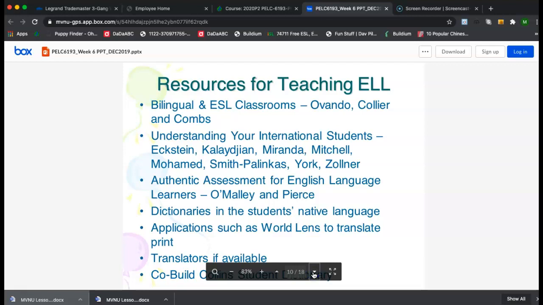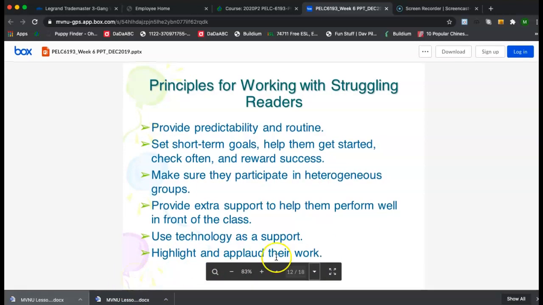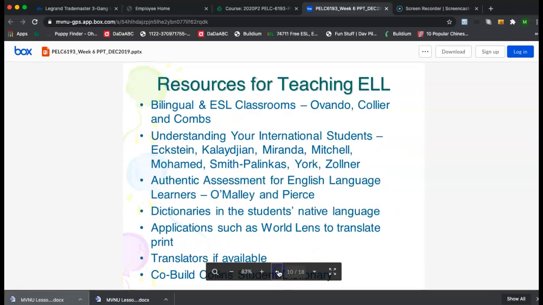Resources for teaching ELLs. There are tons of resources available. Here are just a few. The CoBuild Collins Dictionary. I've mentioned that before. It is a dictionary where the definitions are written for students and by students. It's in kid-friendly language, and it works quite well with ELLs.